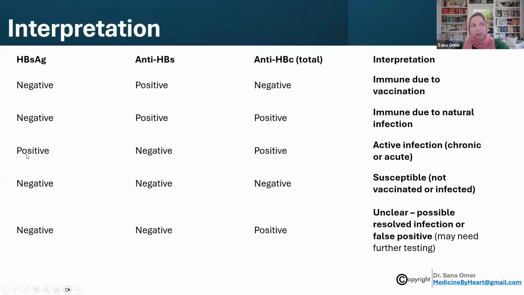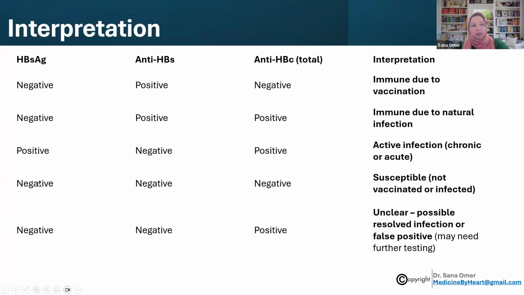Now suppose you have surface antigen positive, meaning the antigen is present on the surface, but no antibodies have developed yet, and anti-HBC is also positive. What does this mean? An active infection is going on, because antibodies are not there. It could be an acute or chronic hepatitis B liver infection. To differentiate between acute and chronic, we look at IgG and IgM in the core antibody. If IgG is positive, it was an infection from the past, and if IgM is there, then it's a recent infection.